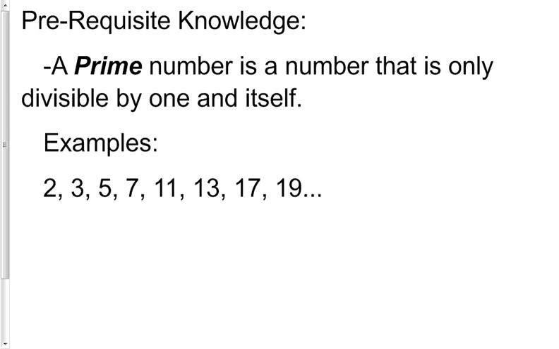A couple prerequisite knowledge skills that you need to have. First is the concept of a prime number. A prime number is a number that is only divisible by 1 and itself. Your examples would be 2, 3, 5, 7, 11, 13, 17, and 19. You can continue on. For our purposes, we're going to use, for the most part, prime numbers 2 through 11. We're not going to see too many examples where we need to get any bigger than that. So 2, 3, 5, 7, and 11 are the main prime numbers that you'll be looking for, and I'll explain more on that here in a minute.